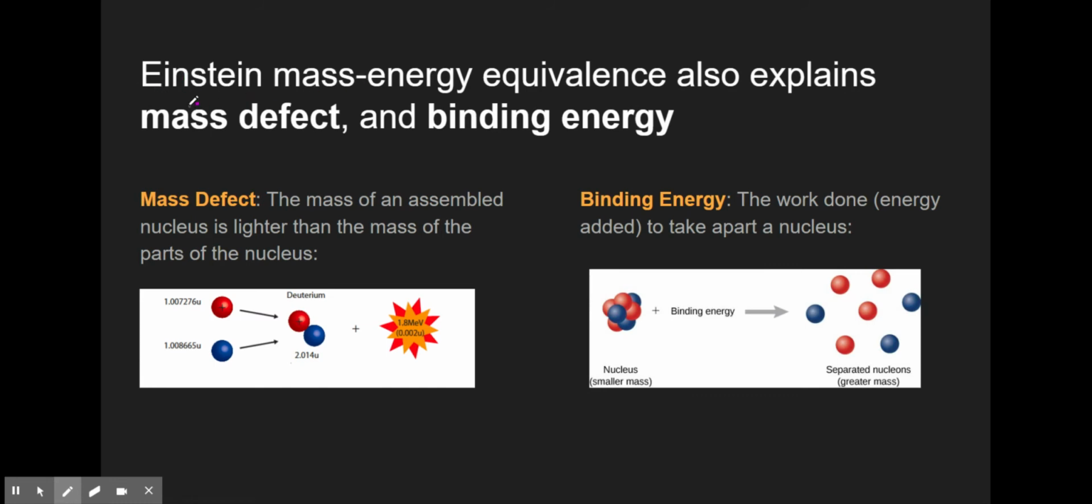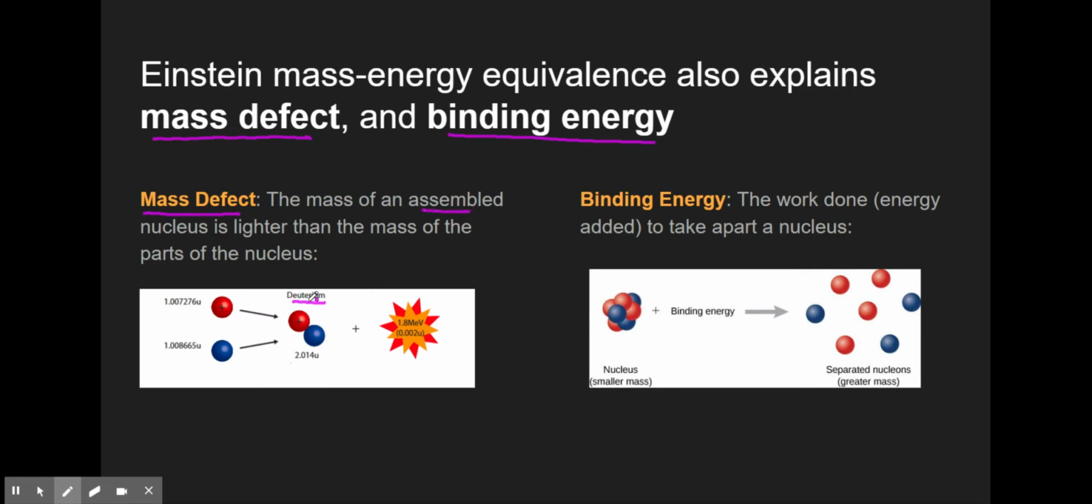Now, we can also explain two other concepts that we should understand. One is mass defect and binding energy. And again, listing them separately kind of makes them sound like separate things, but you'll see they're really interrelated. So let's talk about the definition first of all, the mass defect. Mass defect is this idea that when you put a nucleus together, and so down here we have a form of hydrogen called deuterium, and deuterium happens to be hydrogen with one proton and one neutron.